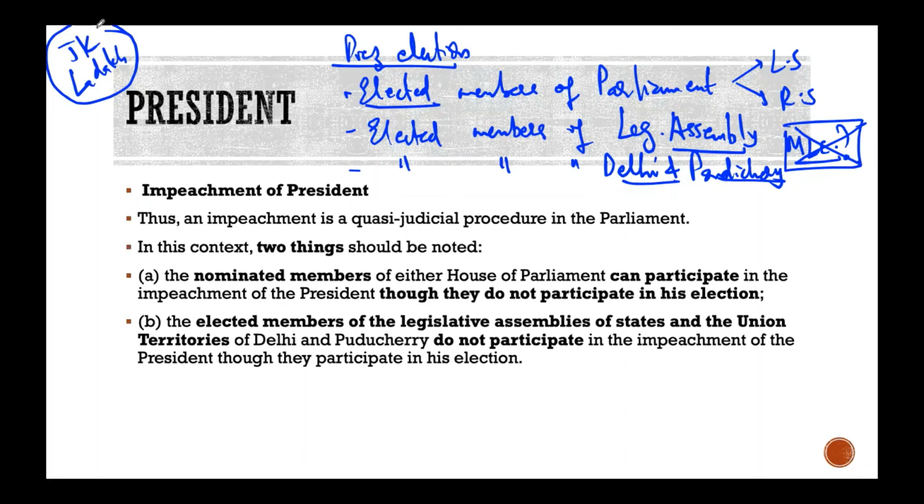So just be aware. An important aspect here is that the nominated members of both the houses will participate in the impeachment of the president, when they had absolutely no role in the election process. Does that make sense? So the nominated members do not participate in electing, but participate in removing that person. And the elected members of the legislative assemblies of the states and union territories do not participate in the impeachment of the president. This is only in your parliament. So just keep this in mind.